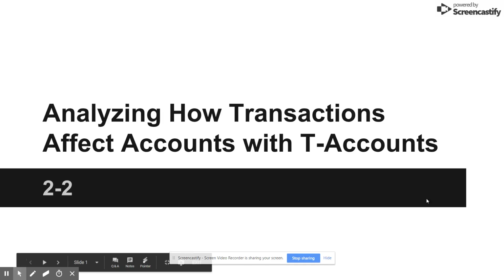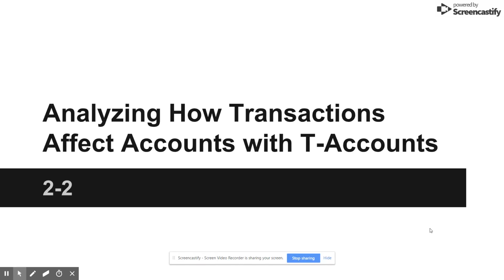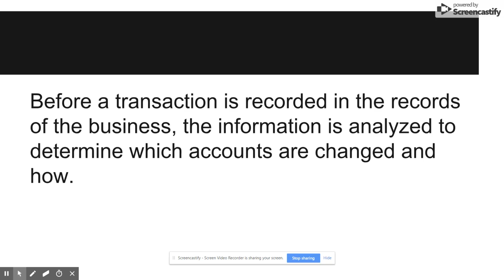Okay, guys, we've learned about our T accounts. We've learned our debit and credit parts of them. We've learned which side is the normal balance side. So now we're going to use them to analyze some transactions that could happen.